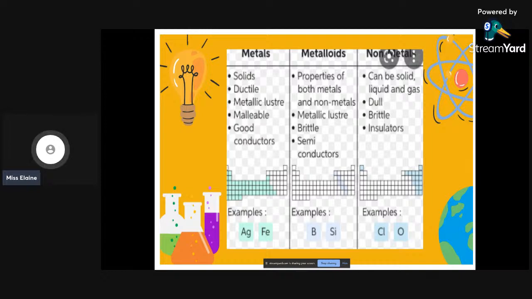So its characteristics include a dull or shiny appearance. Okay, it may gain or lose electrons. So that's why it's called a semiconductor. And when it comes to non-metals, they can be solid, liquid, and gas. So, they are also brittle and insulators. Why insulators? Because they do not conduct.